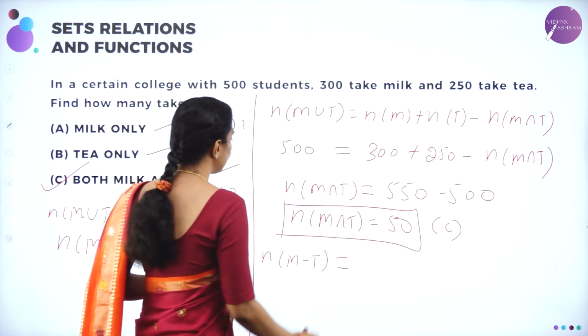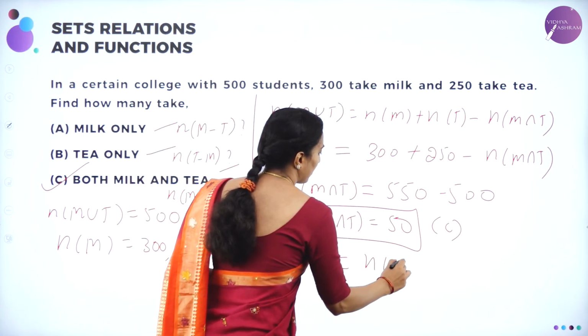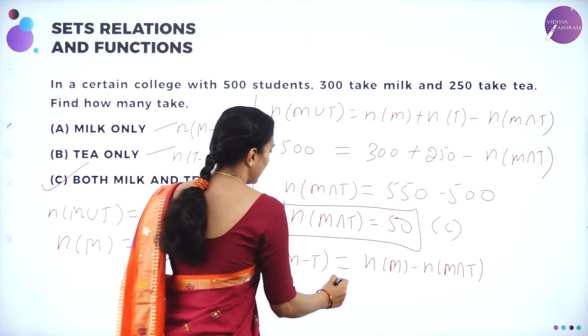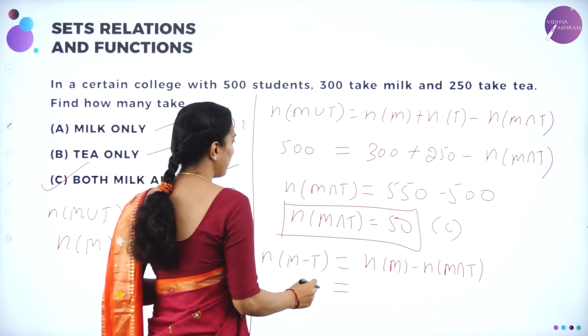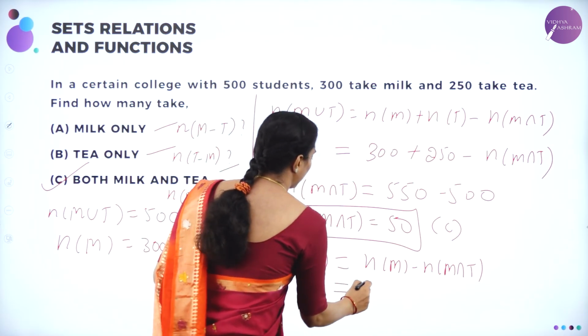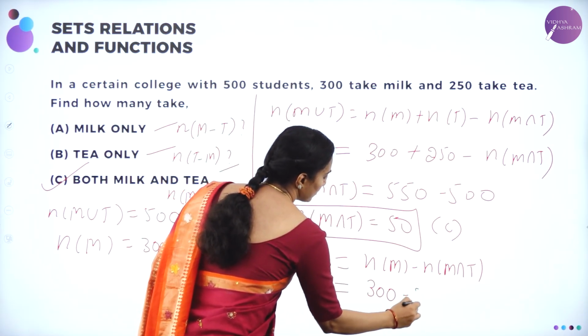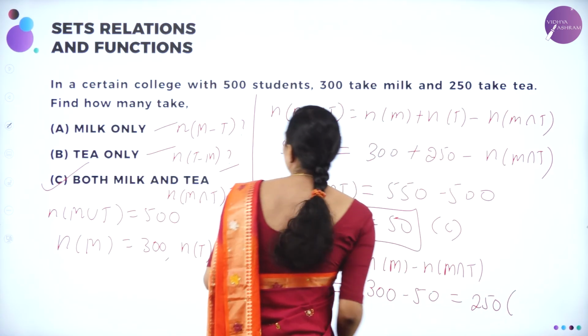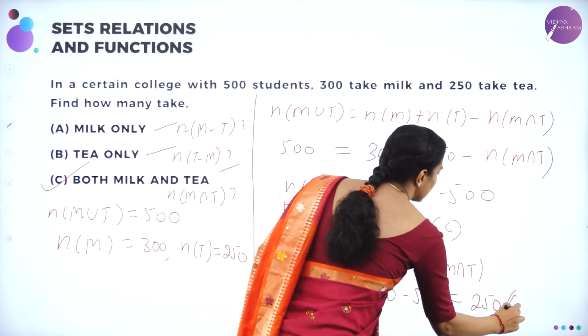So N of M minus T is N of M minus N of M intersection T. Correct? So the answer you are going to get for this one, N of M is nothing but 300. 300 minus 50 is equal to 250. This is the answer for what? Only milk. A answer. Correct?